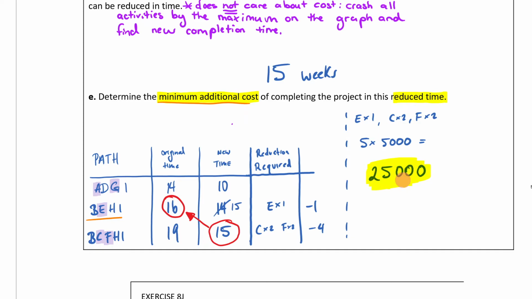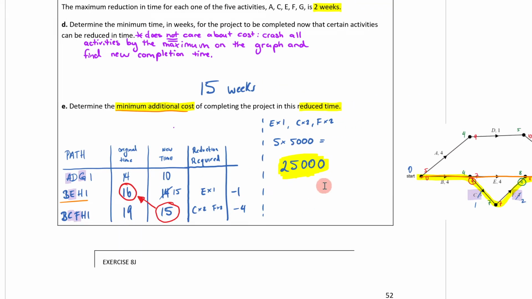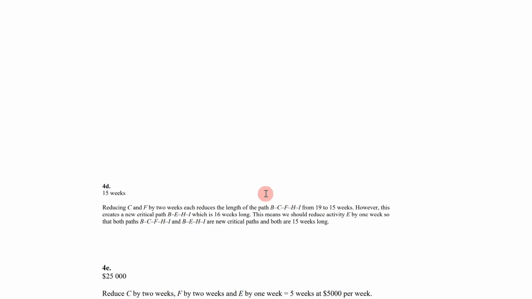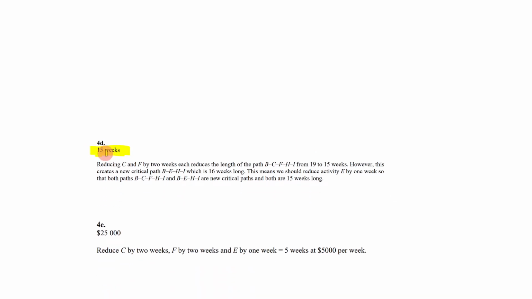There it is. If we look at our examiner's report here before we move on, you can see for 4D, my answer was 15 weeks. Reducing C and F by 2 weeks each reduces the length from 19 to 15. However, this creates a new critical path, which is 16 weeks long. This means we should reduce activity E by 1 week so that both paths are the new critical path. That 25,000 is my answer. Reduce C by 2 weeks, F by 2 weeks, and E by 1 week equals 5 weeks at $5,000 per week.